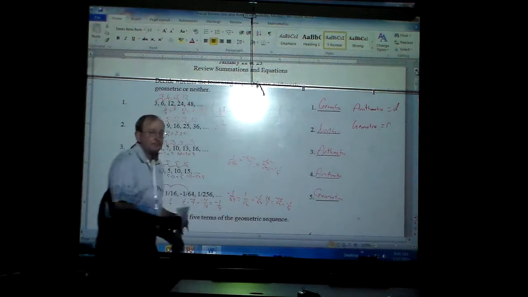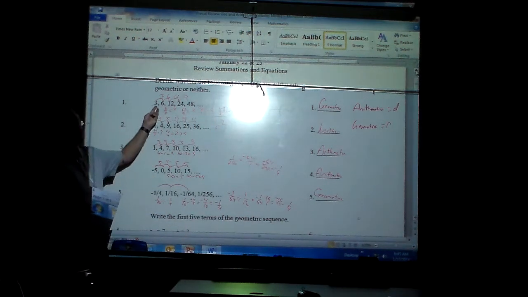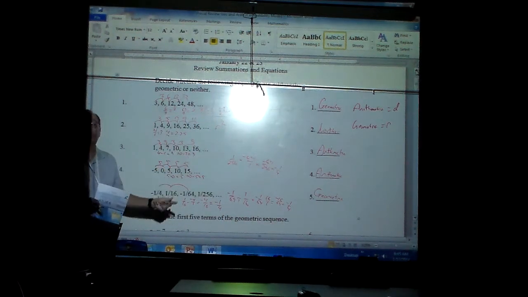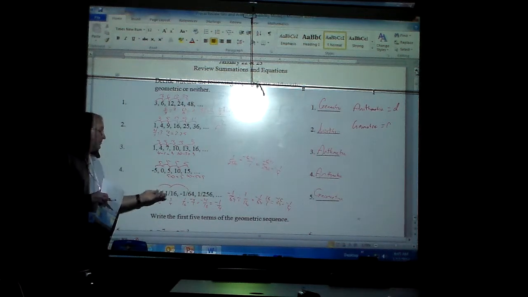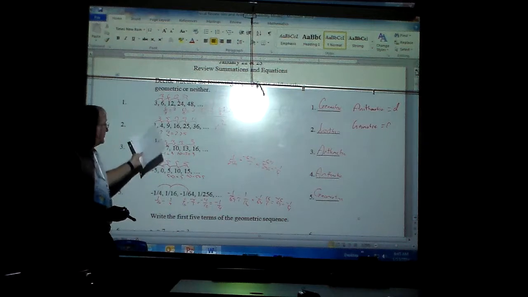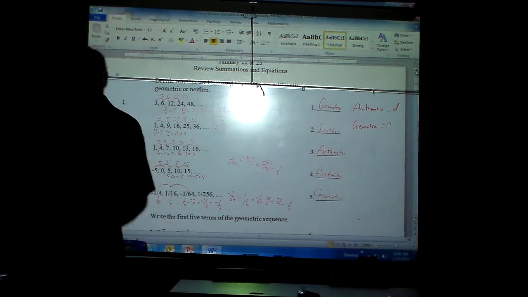Basically, the way you tell, subtract them and see if there's a common difference all the way across. If there is, it's arithmetic. Divide them, and if there's a common ratio, it's geometric. And if it's neither one of those, it's a neither. Very simple.